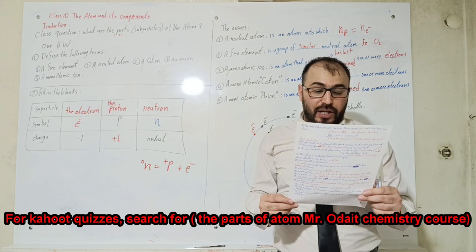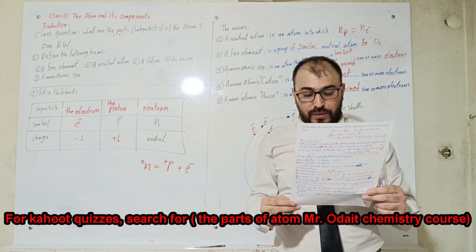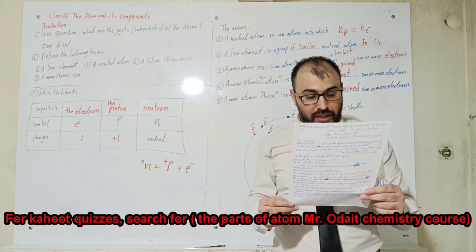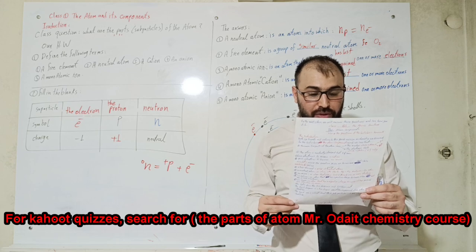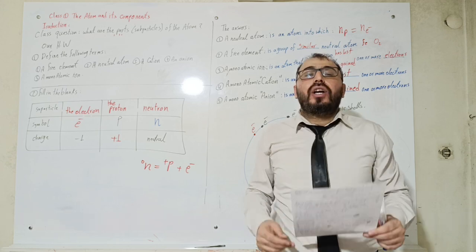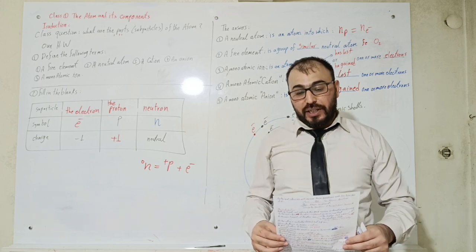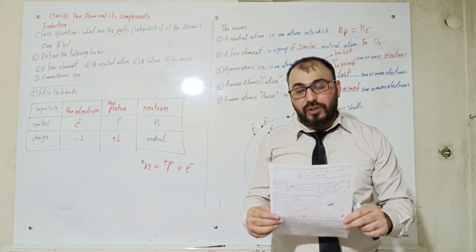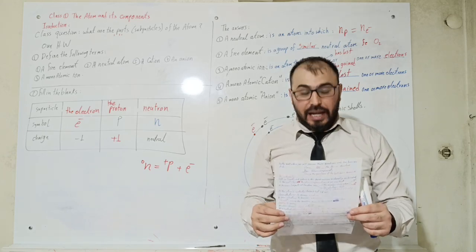If all atoms are made up of protons and neutrons and electrons, can you tell me why iron is different from gold? This is going to be the question of our next class, and in other classes we're going to learn how to represent the atom.